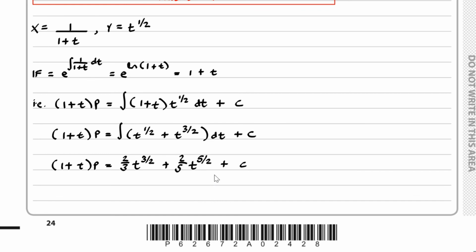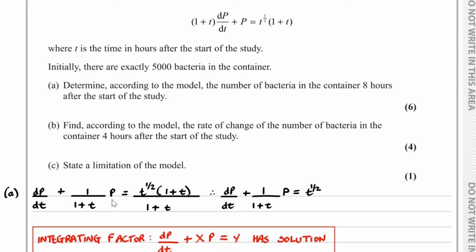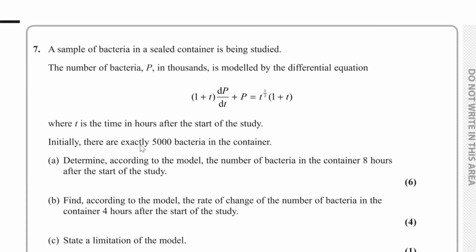Now, when t is equal to 0, p is equal to 5. We know that because initially there are 5,000 bacteria in the container. So initially tells us t equals 0 and p is equal to 5, because remember p is in thousands.